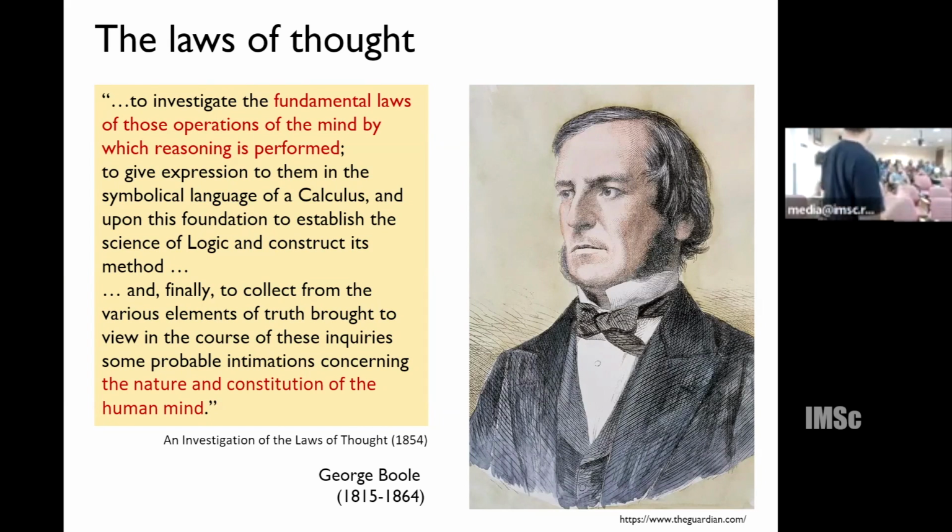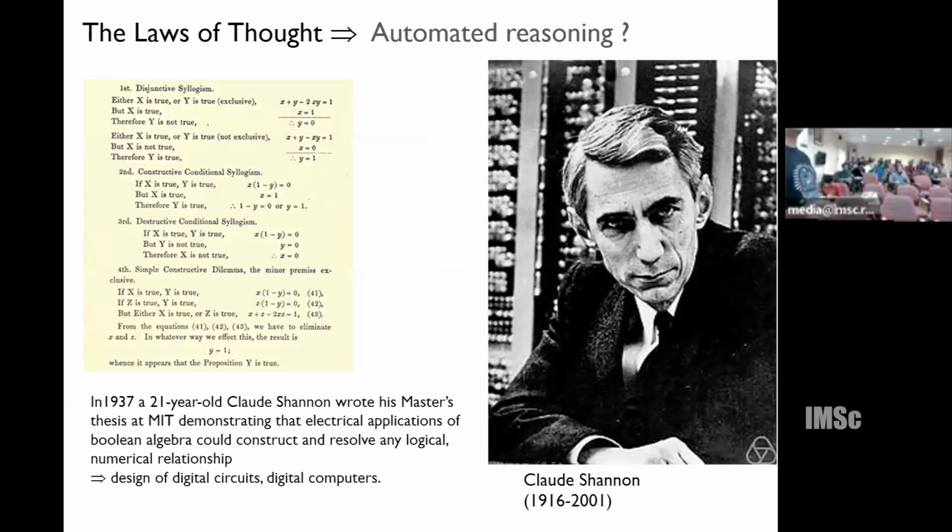Are there prescribed rules by following which, mindlessly following which, you come with logical deductions? And he ends it by saying that this will give us some sense of the nature and constitution of the mind. So essentially, you can see the central question of how to build intelligence right there in Boole's work. And of course, this dream of having automated reasoning continued. So in 1937, Claude Shannon, who was just 21 when he wrote his master's thesis at MIT, demonstrated that you could apply Boolean algebra in electrical circuits to resolve any logical numerical relationship. And this is, of course, what led to design of digital circuits and digital clocks.